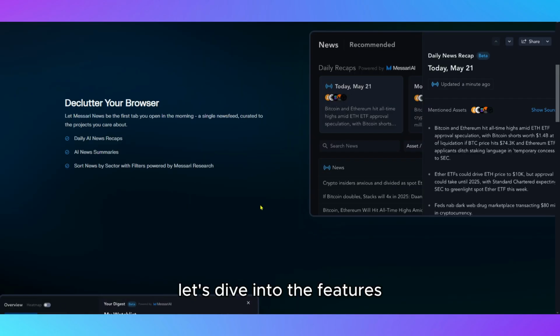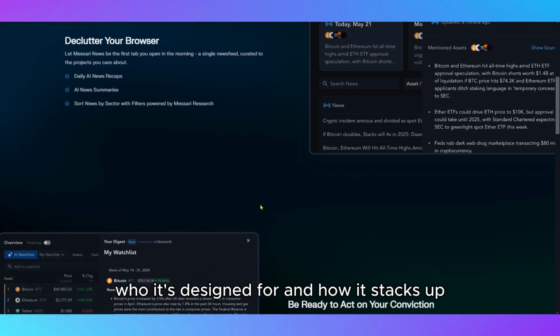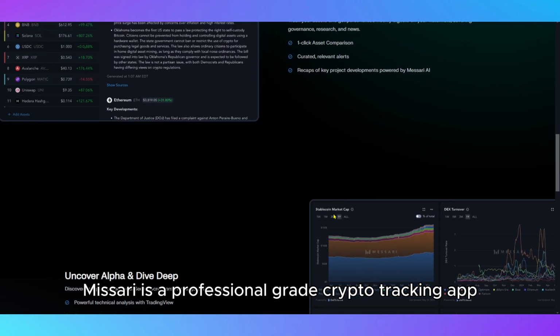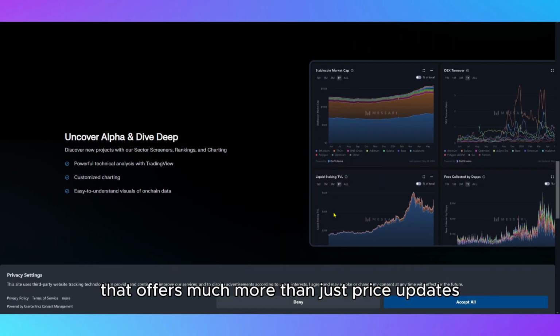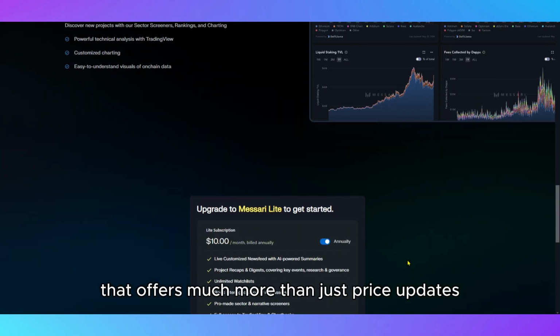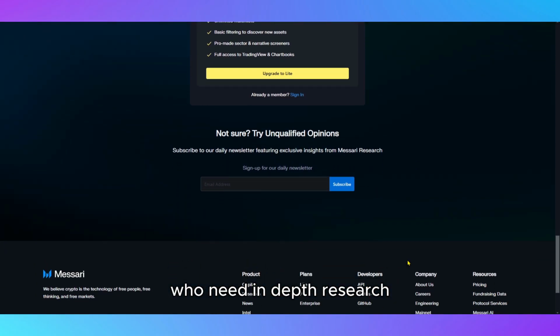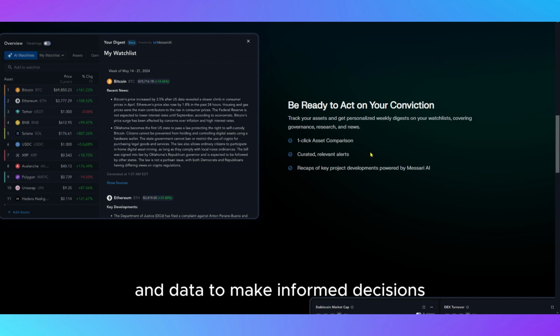Let's dive into the features, who it's designed for, and how it stacks up in the world of crypto tracking apps. Messari is a professional-grade crypto tracking app that offers much more than just price updates. It's designed for serious crypto investors and traders who need in-depth research and data to make informed decisions.